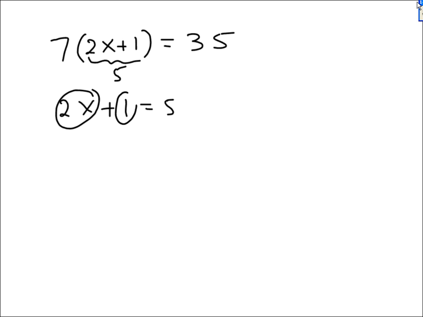Some number plus 1 is 5. This is 4. 4 plus 1 is 5. So 2x must be 4. 2 times some number is 4. This is 2. 2 times 2 is 4. X is 2. Your teachers tell you to show all your work.